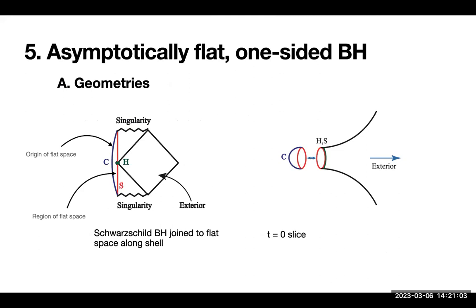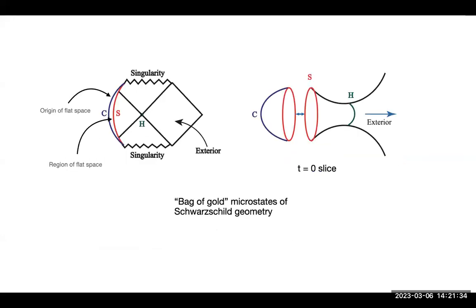So I'll just finish up then, because I have a little time, and just sketch out the story with asymptotically flat one-sided black holes. Here again, we're going to take the eternal Schwarzschild black hole, and we're going to join it to this little sliver of flat space with some shell here. So this example involves a little shell and then some flat space cap. And in the exterior, this is a t equals 0 slice.